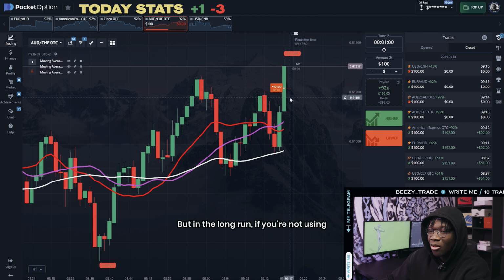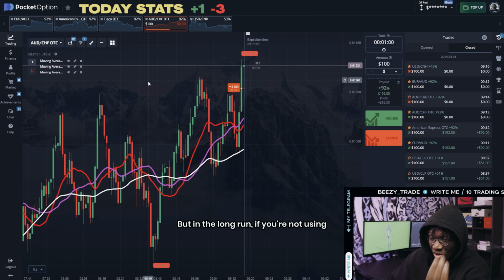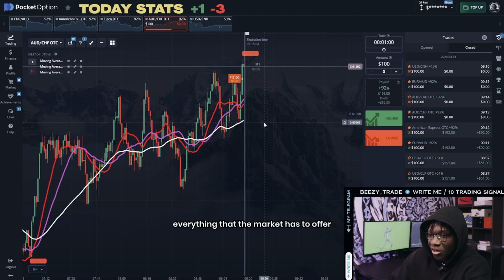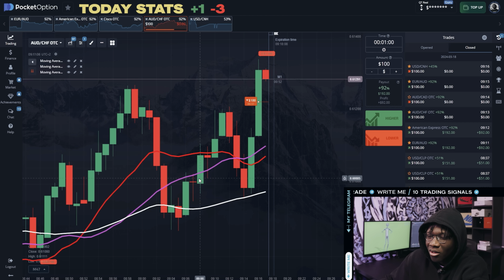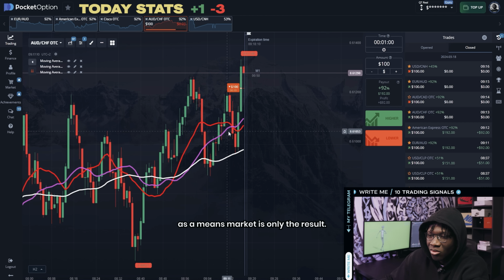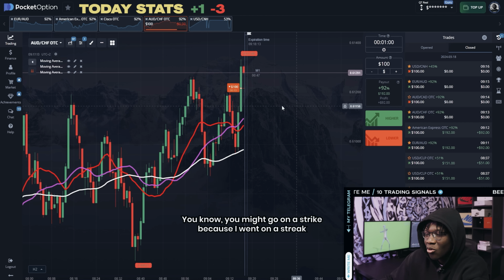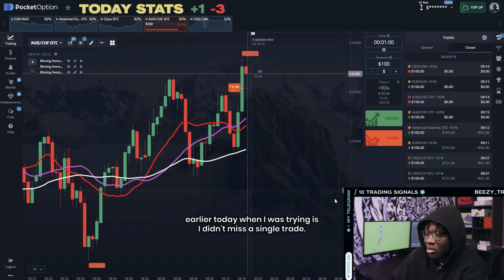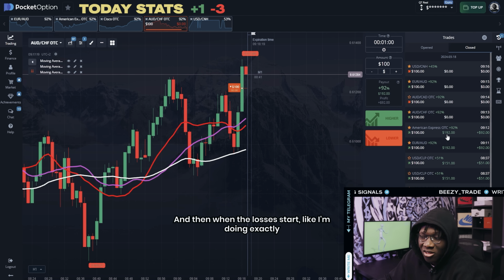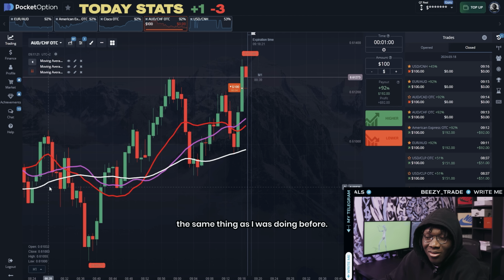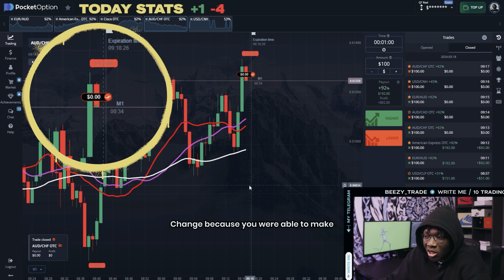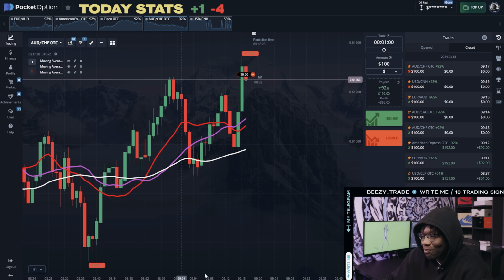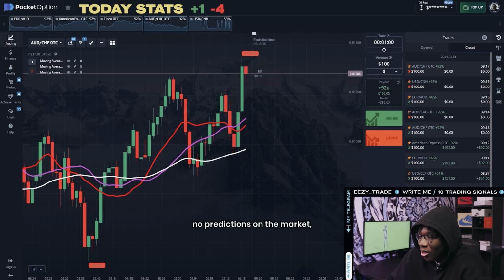But in the long run, if you're not using everything that the market has to offer and just basing it on SMAs and indicators only, you might go on a streak. Because I went on a streak earlier today when I was trying this. I didn't miss a single trade. And then when the losses start, you're like, I'm doing exactly the same thing as I was doing before. What changed? Nothing changed. It's because you were able to make no predictions on the market.